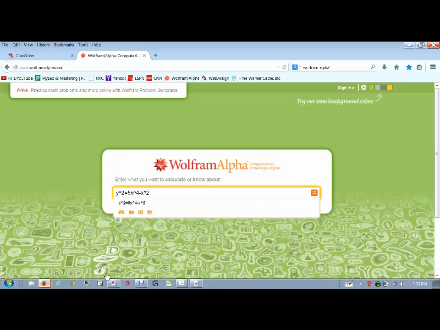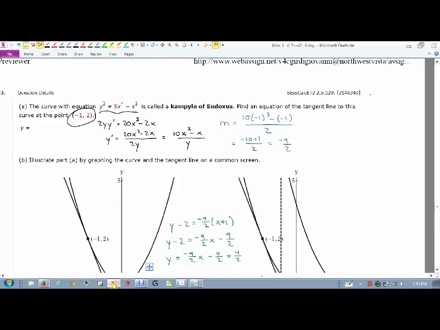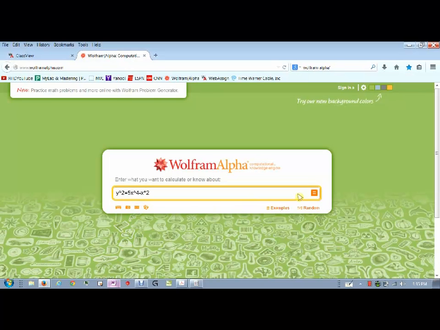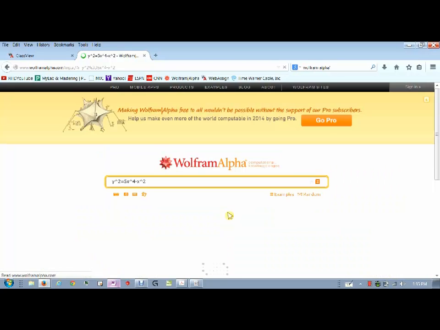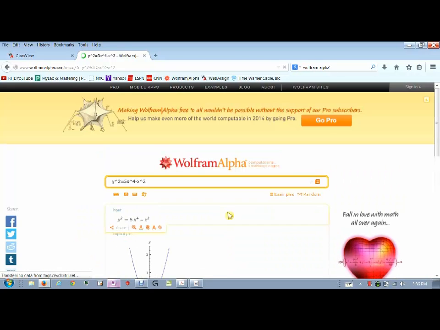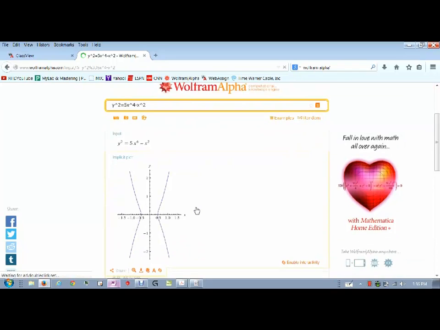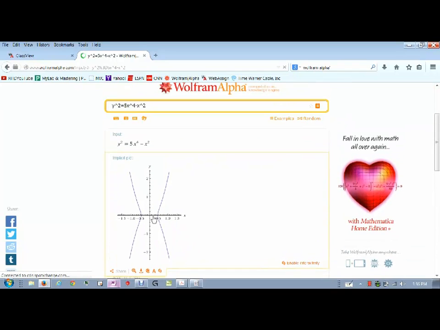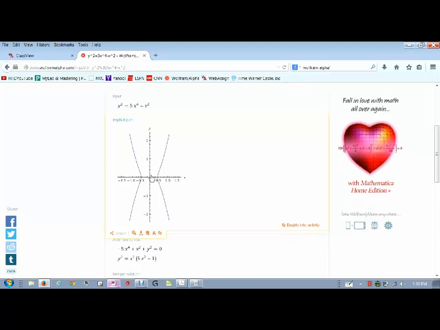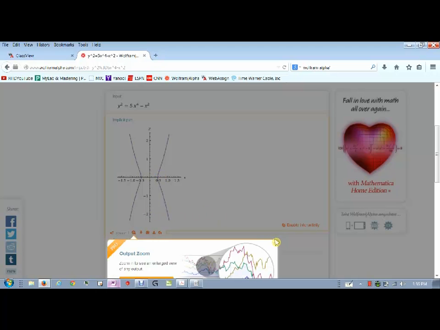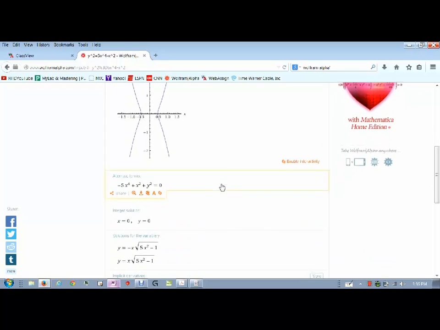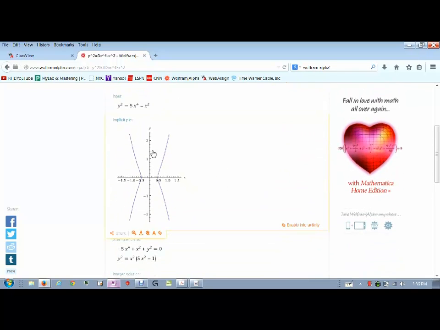Let me just double check that. Okay, so I'm just going to type that in and hit equals and hope that I get a graph. There we go. That's it right there. It's what we call the implicit plot. And yeah, I can't zoom in on that, but that's it. So that's one way you can do that.